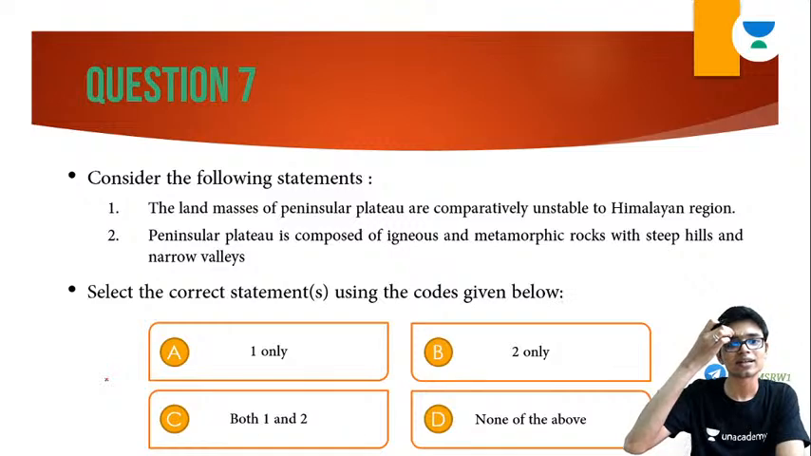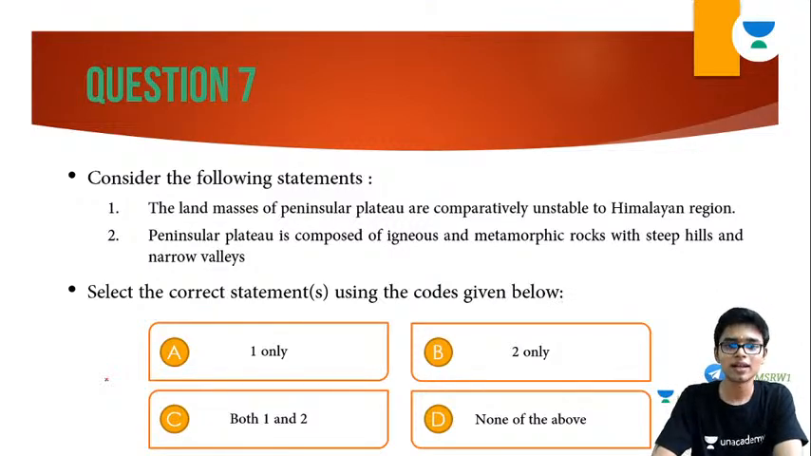Seventh question, consider the following statements. 1. The landmasses of peninsular plateau are comparatively unstable to the Himalayan region. 2. Peninsular plateau is composed of igneous and metamorphic rocks with steep hills and narrow valleys. Select the correct answer. Yes, Seema, correct. Snow eater.